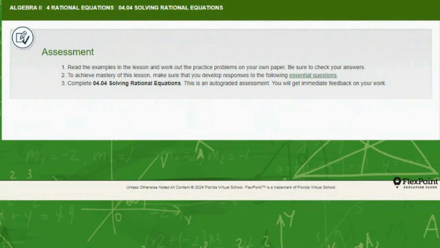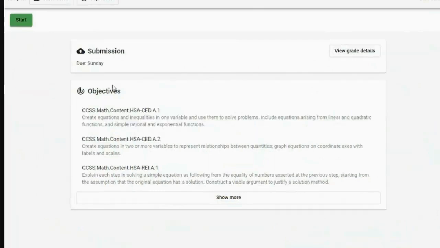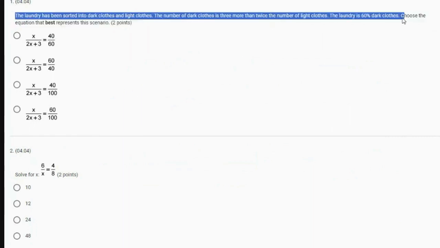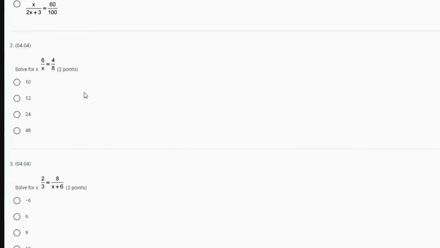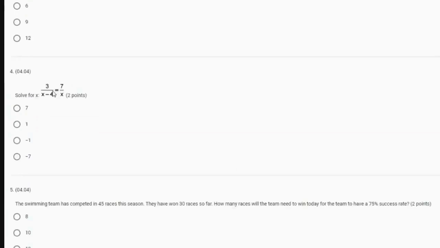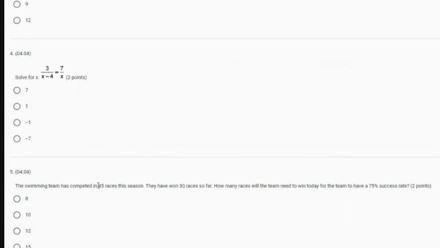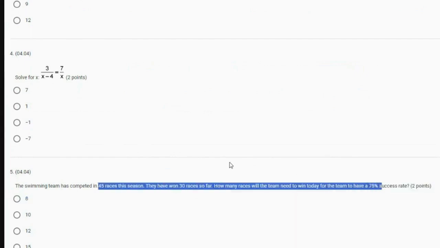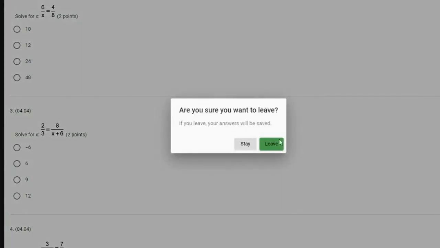All right, so let's look at the assignment that goes with this one. Choose the equation that goes with this problem. So it gives you a word problem, and you have to figure out which one of those equations is how to set it up. Here's one you solve for x. Here's one you solve for x. Here's one you solve for x. And this one is another problem to set up, and you actually have to work the problem here. So this one you're setting up and working. 5 problems.